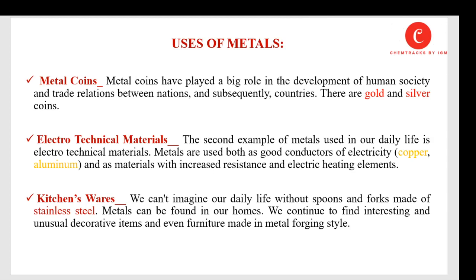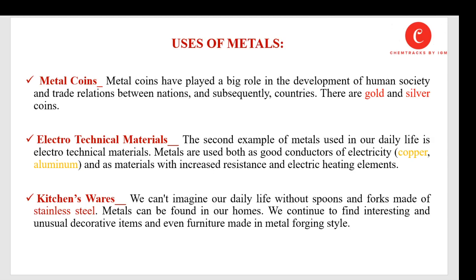The second example of metals used in our daily life is the electrotechnical material. Metals are used both as good conductors of electricity, like copper and aluminium, and as materials with increased resistance in electric heating elements. Similarly, metals have wide application in kitchenware and utensils. We can't imagine our daily life without spoons and forks made of stainless steel. And we have already discussed that stainless steel is an alloy made up of iron metal and carbon.